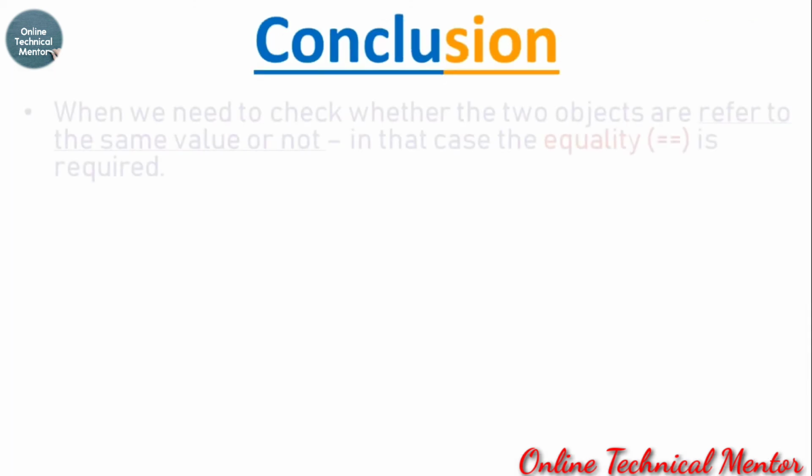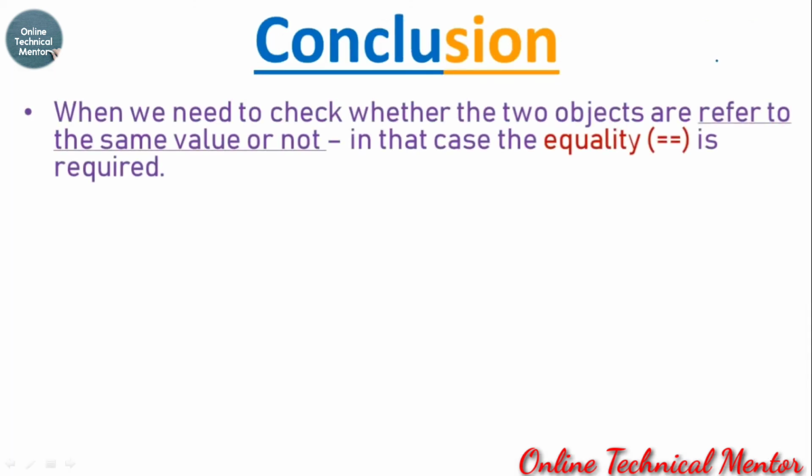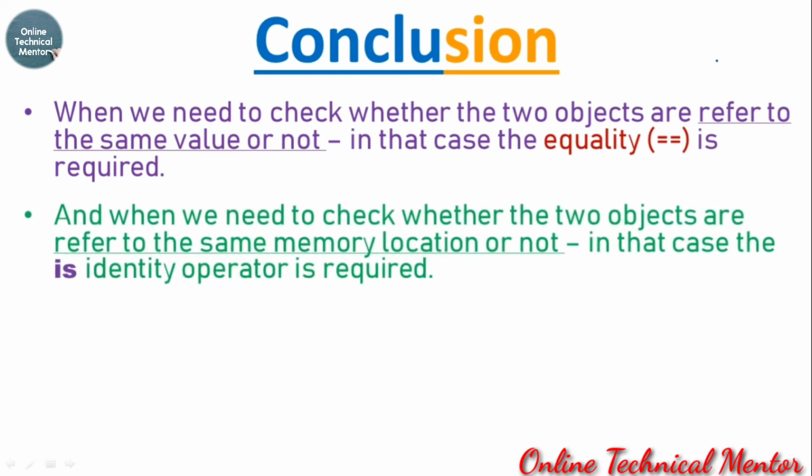Now come to the conclusion. When we need to check whether two objects refer to the same value or not, the equality operator, that is double equal to, is required. That is, when you are going to check whether the content of the two objects is the same value or not, we use double equal to. And when we need to check whether the two objects refer to the same memory location or not, in that case the is identity operator is required.